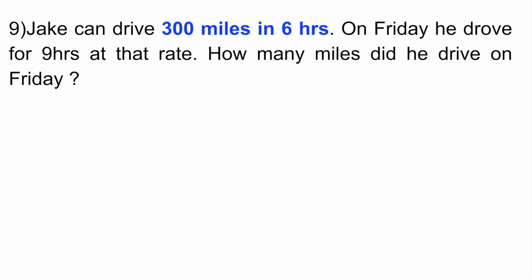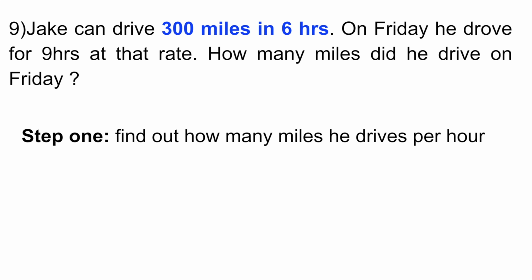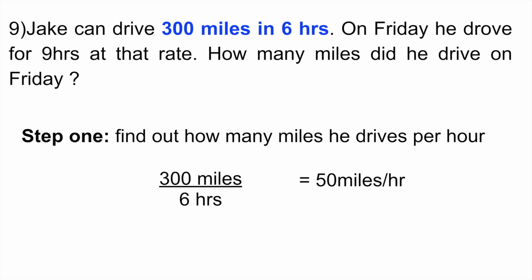All right, so step one for this question is first, we have to find out how many miles he drives per hour. And the way that you do that is you're going to take that information that is highlighted there in blue, and you're going to divide those 300 miles by 6 hours. That's how much he drives in 6 hours. So if you divide 300 by 6, that's going to tell you how many miles he drives per hour. So he drives 50 miles per hour.